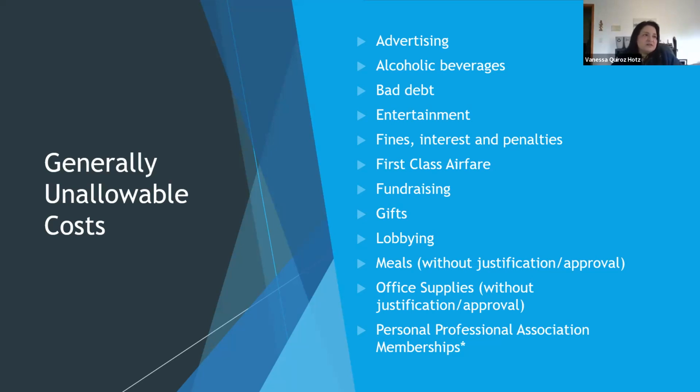Other types of things, let me see, I can't think of any other unallowable item. Sometimes airfare is unallowable. They want you to go economy, unless of course you have specific approval to perhaps get business class. But again, a lot of these, the sponsor is going to tell you what is allowable and what is unallowable. But from our experience, these are a number of items that most sponsors won't allow to be direct charged.